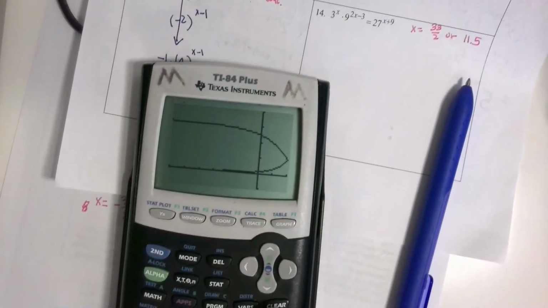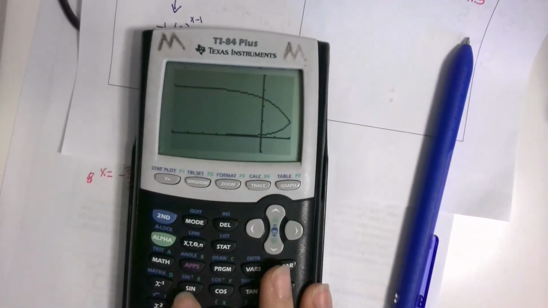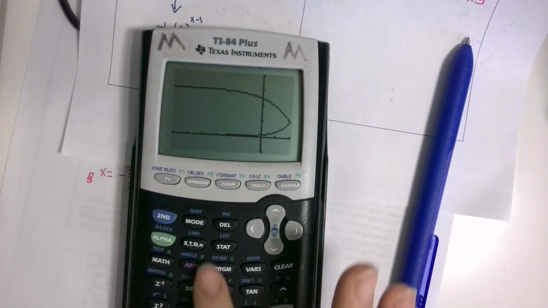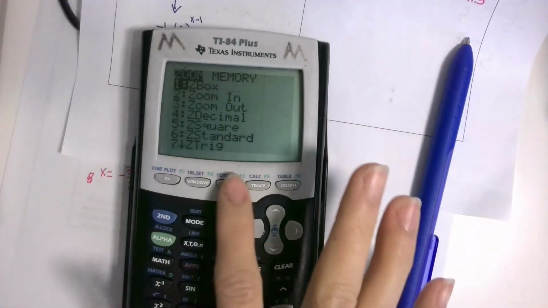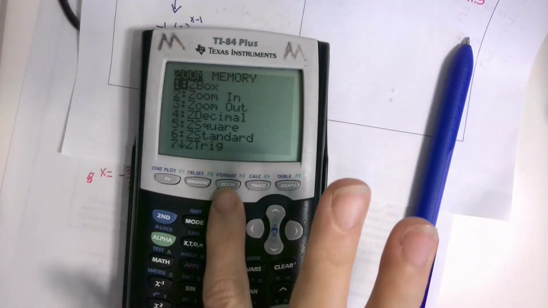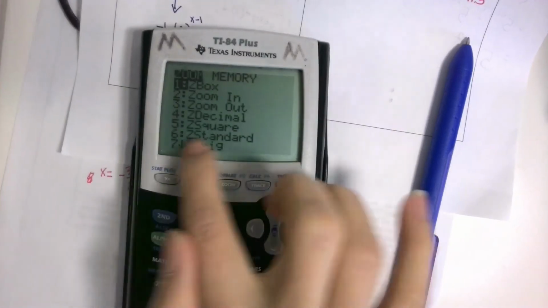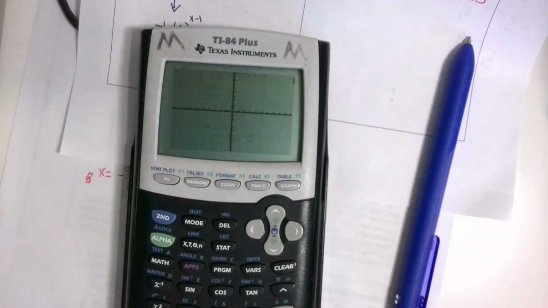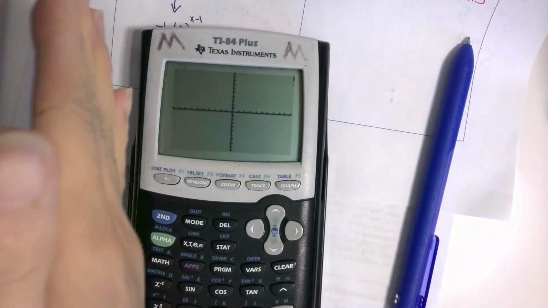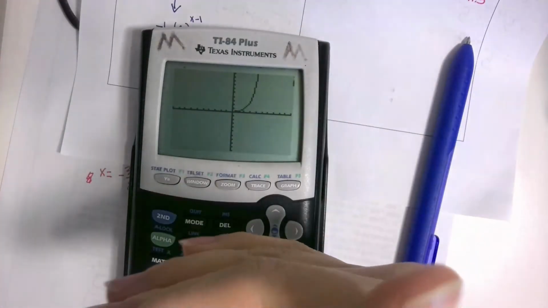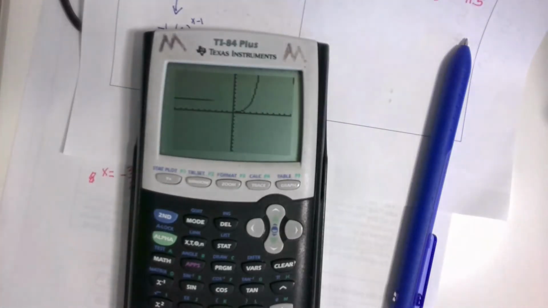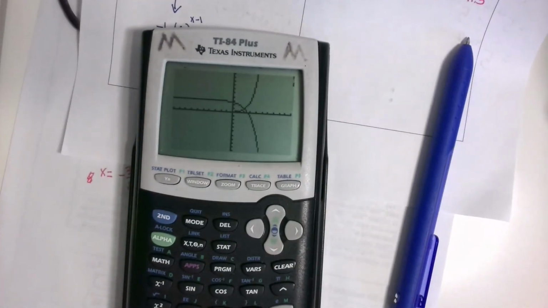I think I told you guys on your notes, the quickest way to do it, well, it's not always going to fix it, is to change the window to the normal one. So go to zoom and look at number 6, Z standard. So I type number 6. It's going to go back to x goes from -10 to +10, y goes from -10 to +10. So it kind of clears out your window a little bit better.